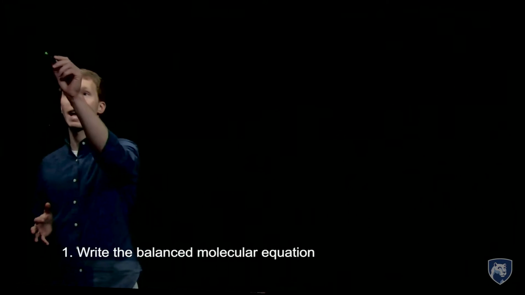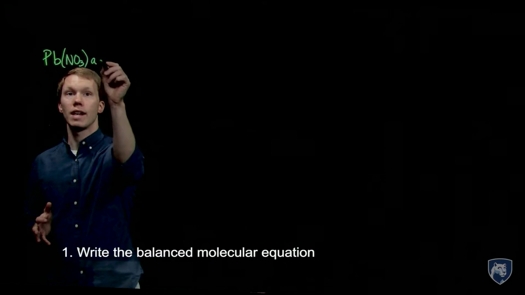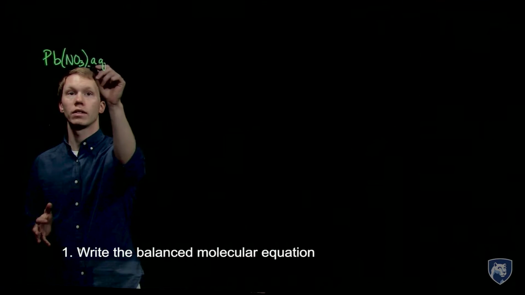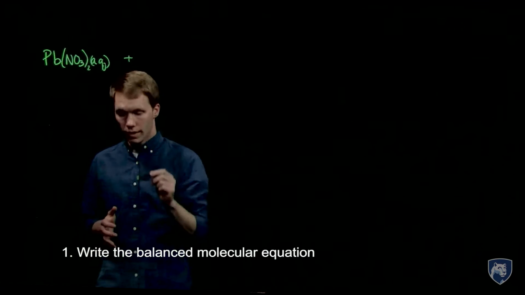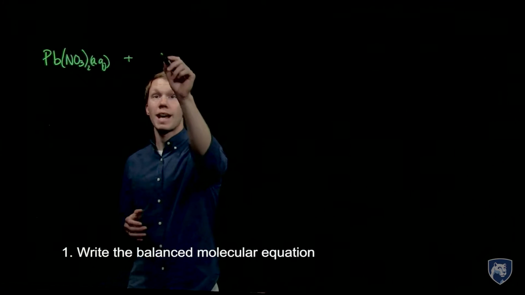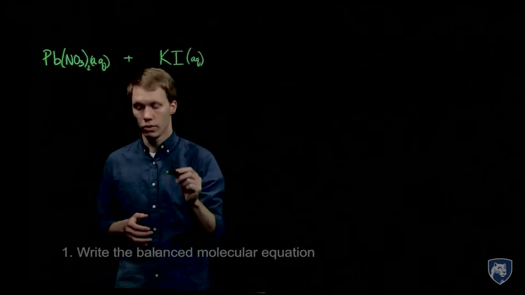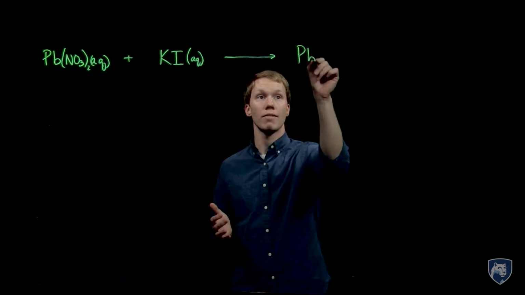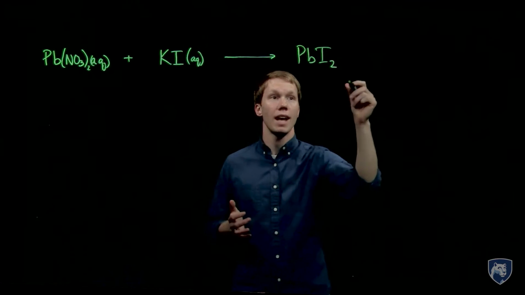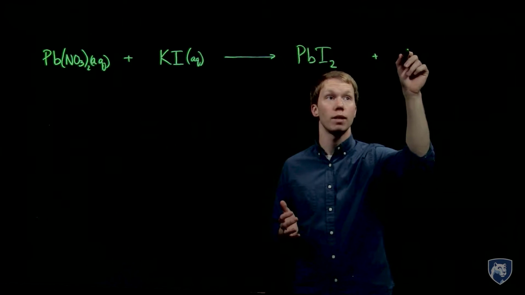Let's say we're looking at the example of lead nitrate. This is an aqueous solution, and reacting it with potassium iodide, another salt in aqueous solution. If this reaction is going to take place, we would have to have a driving force, and we will look for that driving force after we predict what the products would be.